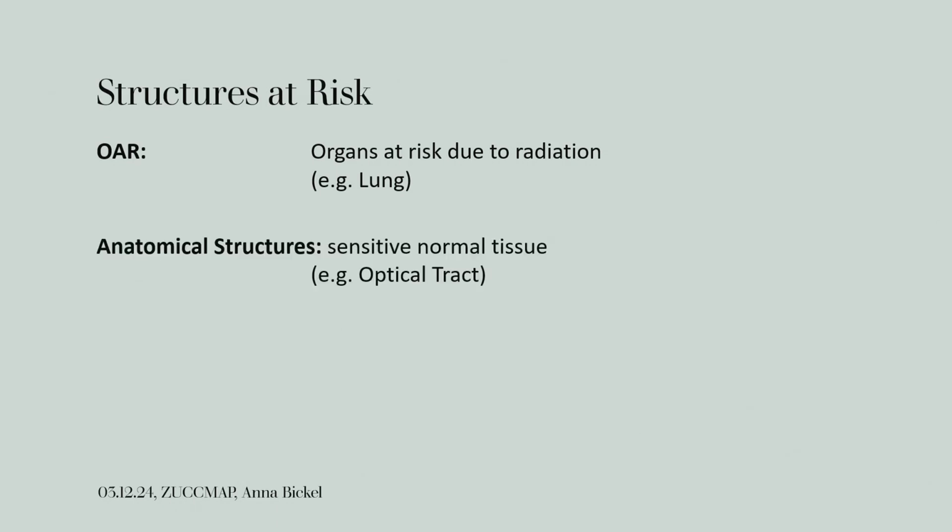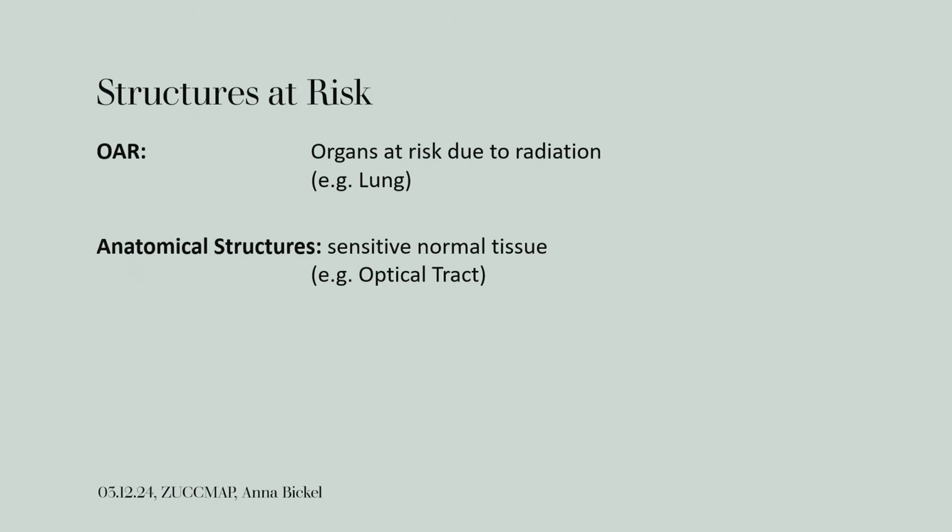Then anatomical structures are sensitive normal tissues, which aren't necessarily organs. I put the example of an optical tract, but any nerve, any artery, anything like that, which is important to bodily function, we do not want to irradiate.